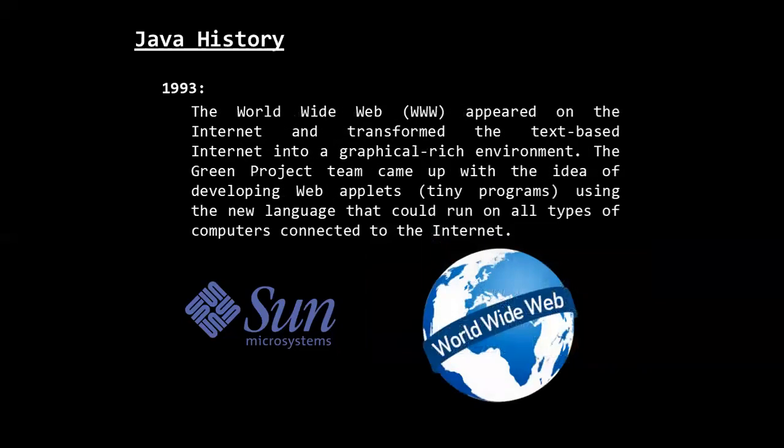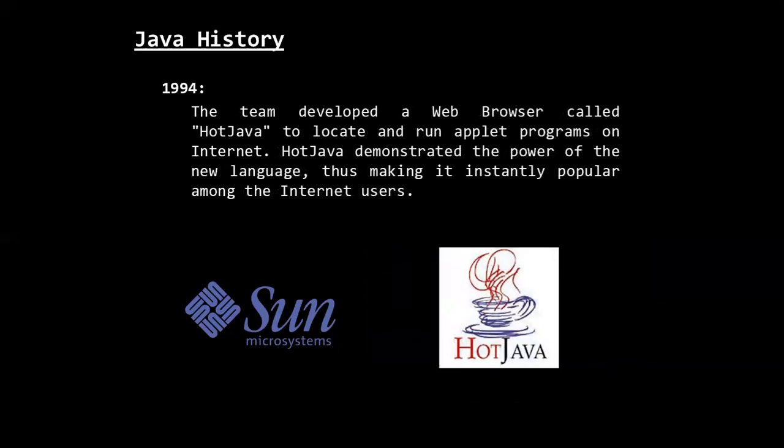In 1993, the World Wide Web, WWW, appeared on the Internet and transformed the text-based Internet into a graphical-rich environment. The Green Project team came up with the idea of developing web applets, or tiny programs, using the new language that could run on all types of computers connected to the Internet. In 1994, the team developed a web browser called HotJava to locate and run applet programs on Internet. HotJava demonstrated the power of the new language, thus making it instantly popular among the Internet users.